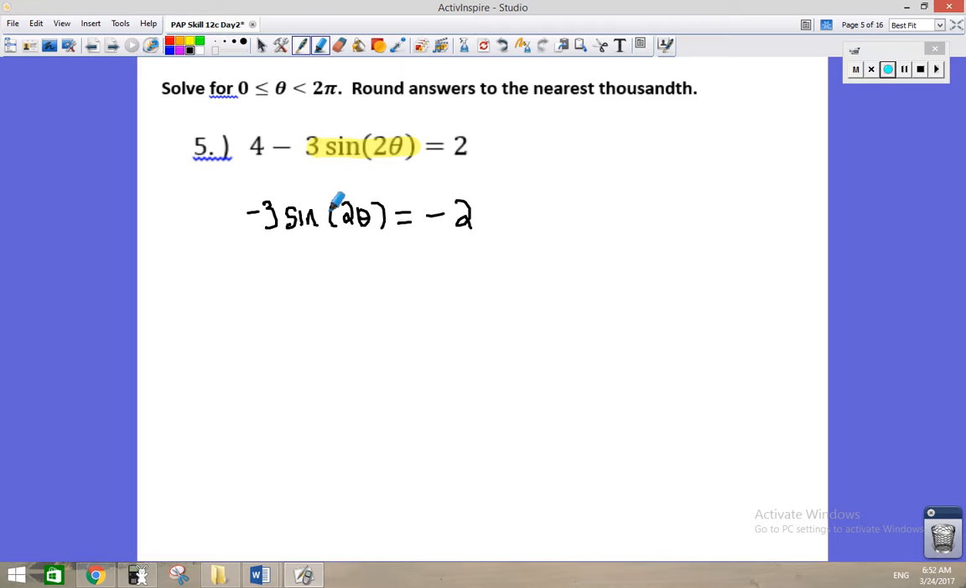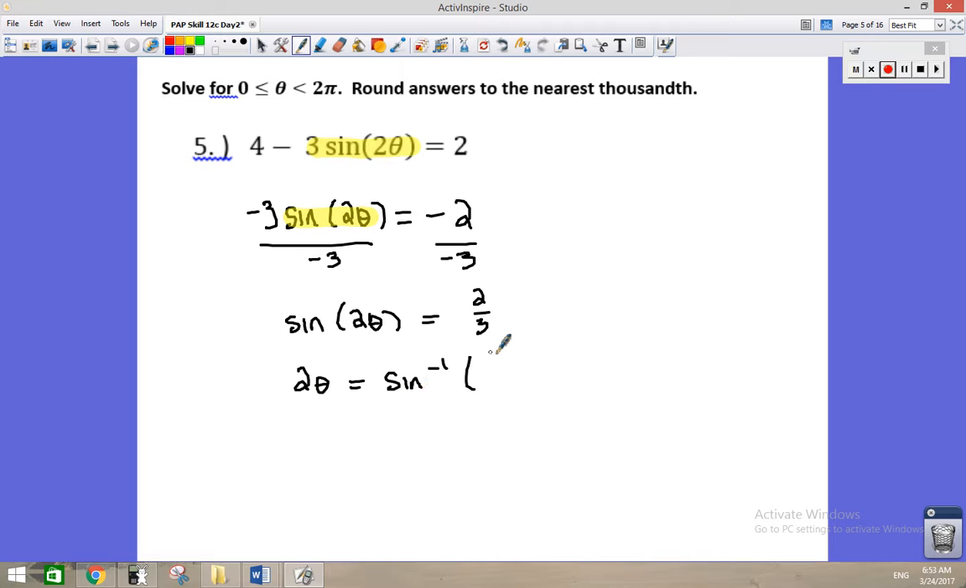Now on the left-hand side, I have 2 factors. The factor of interest, the factor that contains my variable, is the second one, this sine of 2 theta. So let's divide both sides by a negative 3. So sine of 2 theta is equal to 2/3, and this 2 theta is the inverse sine of 2/3.